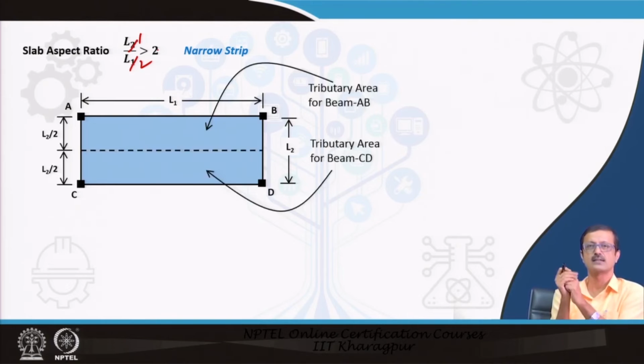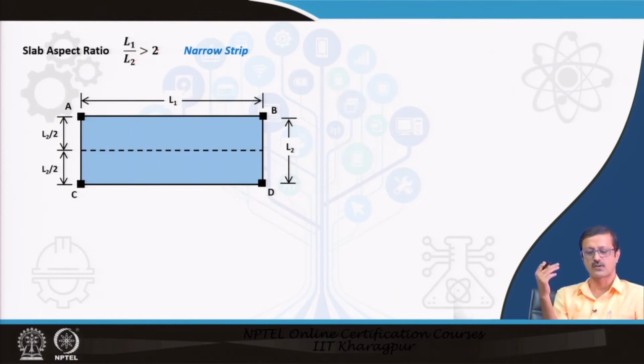The contribution is like this. Beam AB will have half the contribution and beam CD will have the other half. The smaller beams AC and BD will not have any contribution. So, all the contribution will be in AB and CD. These came out of a lot of experimental data. So, when the ratio is more than 2, it is a narrow strip, and the contribution is like that: 50-50 between the two long-side beams.